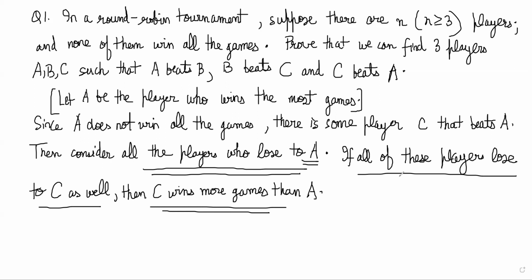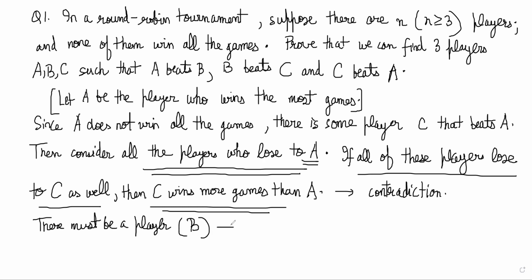So therefore, if all of these players lose to C as well, then C will win more games than A, which is a contradiction. C cannot win more games than A. Therefore, there must be a player here, let's call him B, who loses to A but wins against C, right? There must be a player like that, B, who lost to A but wins against C.